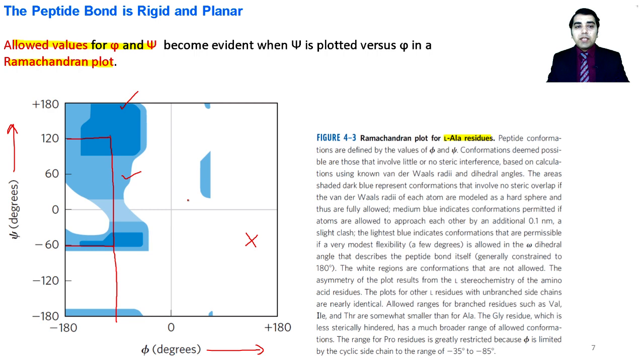All unbranched amino acids have similar phi and psi values as L-alanine, but the branched chain amino acids have somewhat lower values as compared to L-alanine. Glycine has too much free rotation and falls everywhere on this area of the Ramachandran plot, while proline has limited rotation of the phi angle. The phi angle of proline falls between minus 35 and minus 85 degrees.